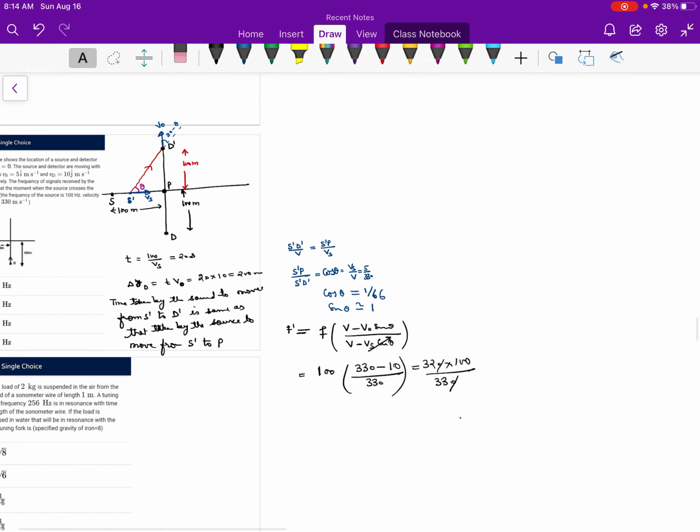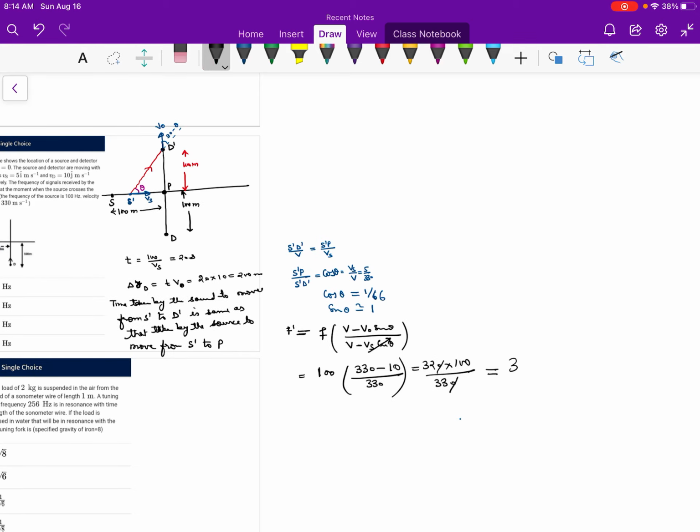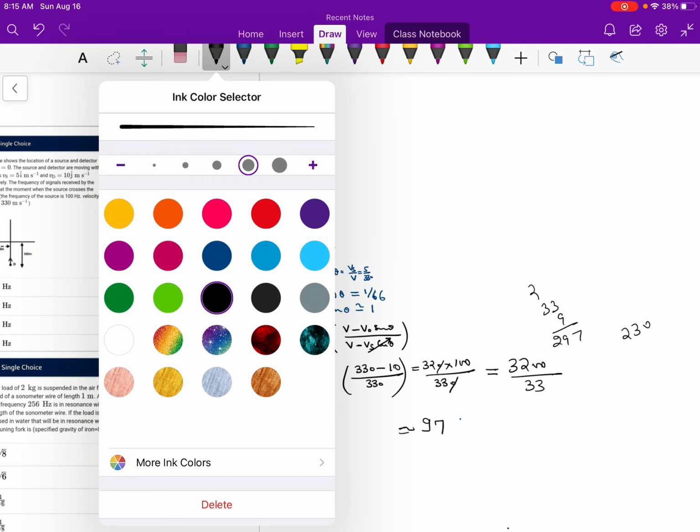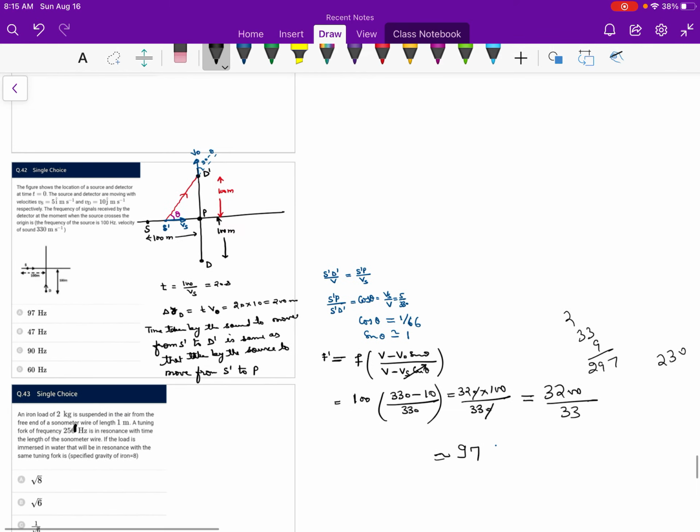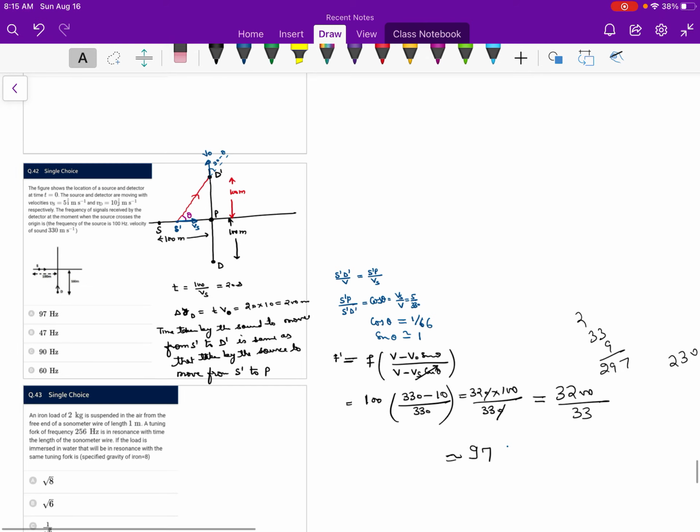So let's check the options. 3200 upon 33 is close to 97. 33 nines are 297, 9 threes are 27, carry forward 2, 33 sevens are 231. So this is approximately 97. So the correct option is 97 units.